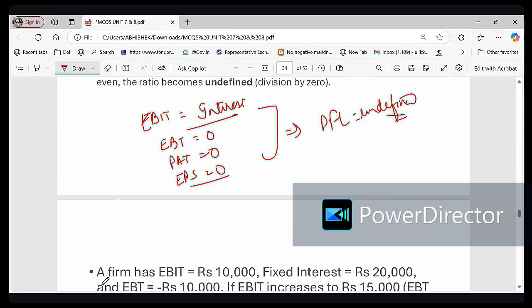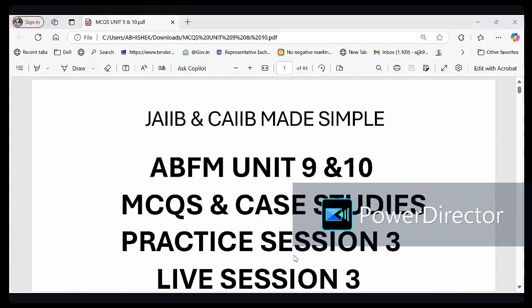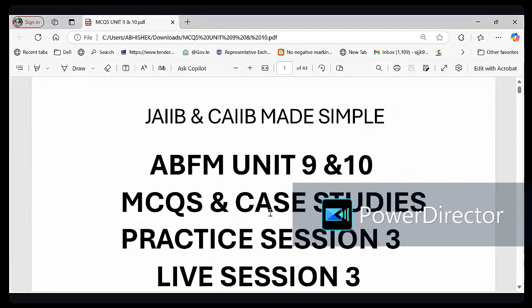Tell me, is it clear? This question is most frequently asked to check if you understand break even clearly or not. Or do you want me to repeat it again? Please keep paper, pen and calculator with you, because we are going to solve some important numericals from unit 9 and unit number 10.